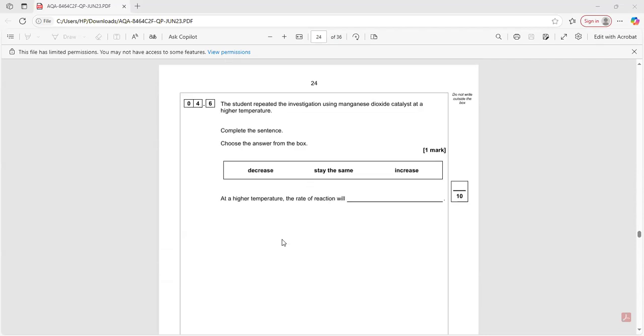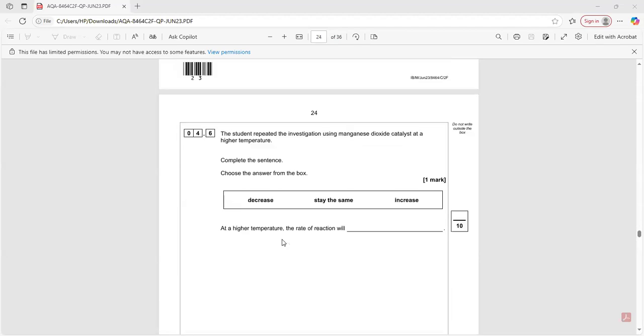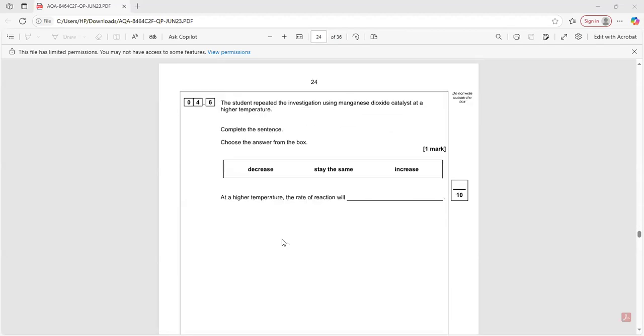Okay. So the next one is, oh, okay. This is at a higher temperature. So now temperature is brought into the picture. It now says complete the sentence. Choose the answer from the box. At a higher temperature, the rate of the reaction will, I think the rate will increase. What do you think? What should it be? Increase. Okay. Does the mark scheme agree with us on that?